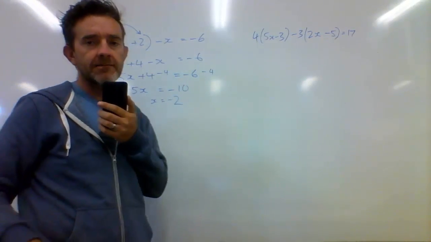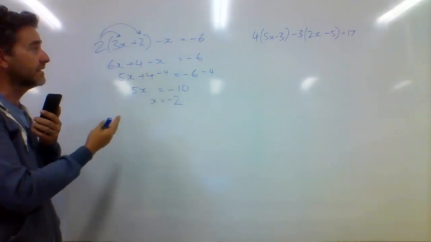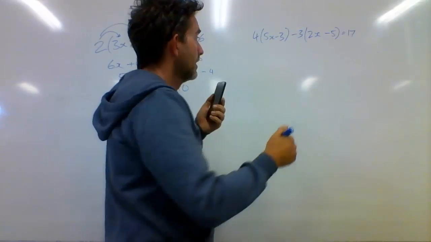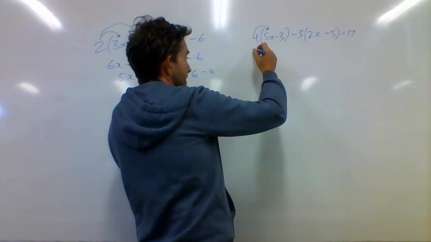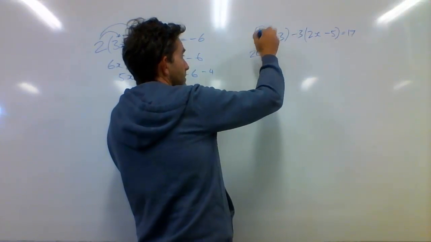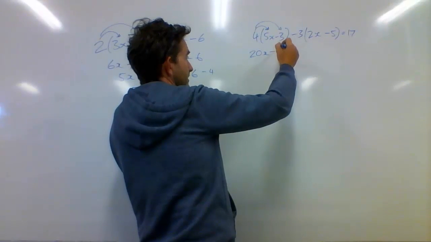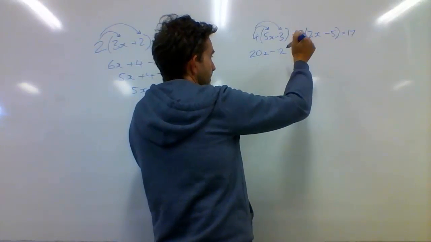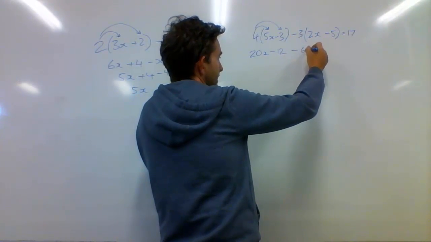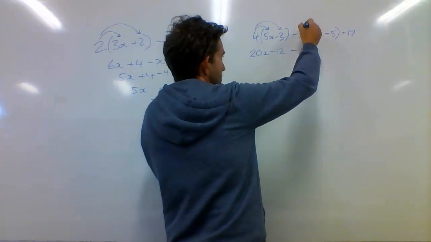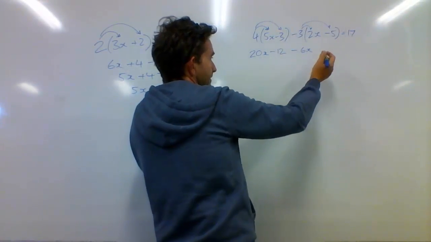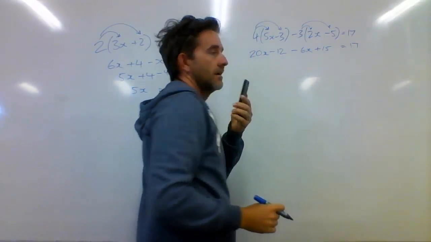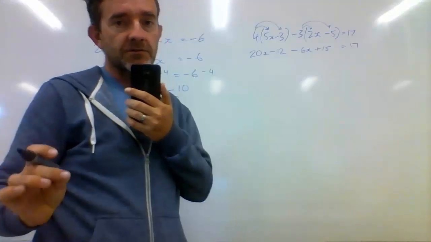Over here on the right, it might look a bit more complicated than here. It's not really, it's just that there are 2 sets of expansions to do, and I can do them at the same time. So I've got 4 times 5x, which is 20x. I've got 4 times negative 3, which is negative 12. Then I've got negative 3 times 2x, negative 6x. And negative 3, I'll just write that in, negative 3 times negative 5, which is positive 15, being equal to 17. You can probably imagine the major pitfall here is again with negative numbers.